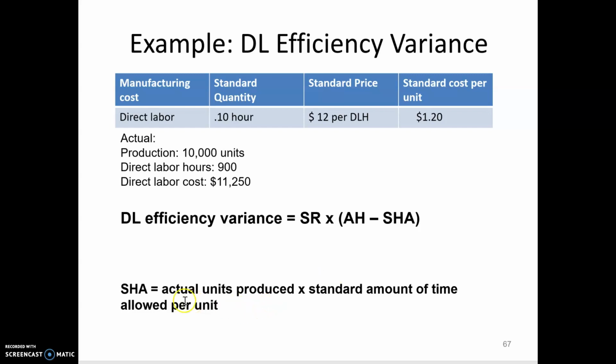So here in our example, we need to compute the standard hours allowed. So if we met our standard for every unit of these 10,000 units we made, how many hours should we have used? Okay. Well, we're told we should use 1/10 of an hour per unit. So we take that 10,000 units produced, multiply it by 1/10 of an hour. It should have taken us 1,000 hours to make those 10,000 units.